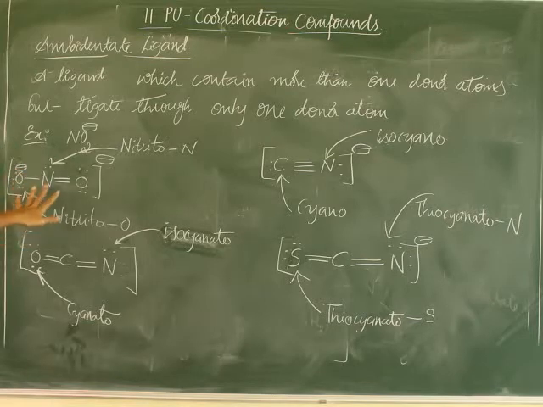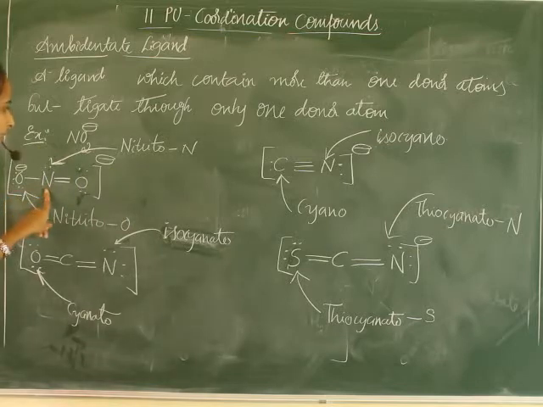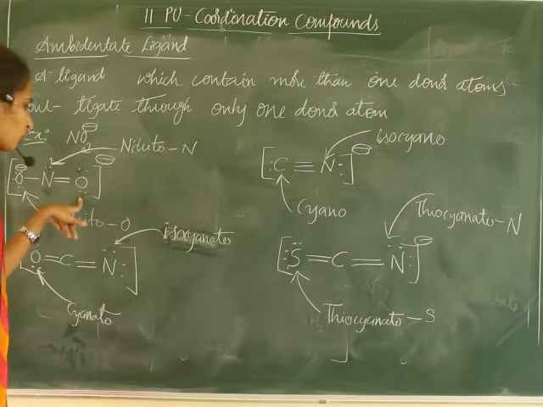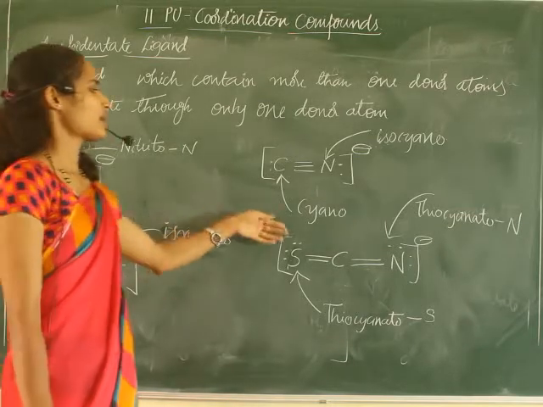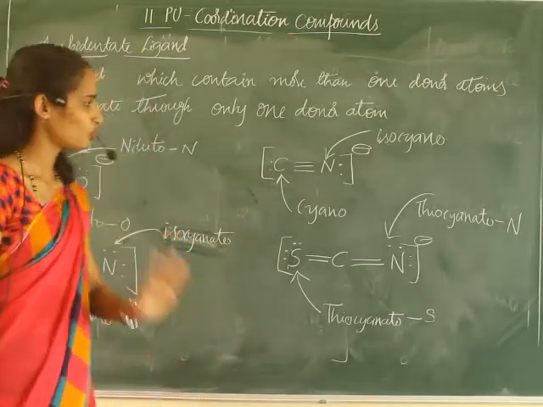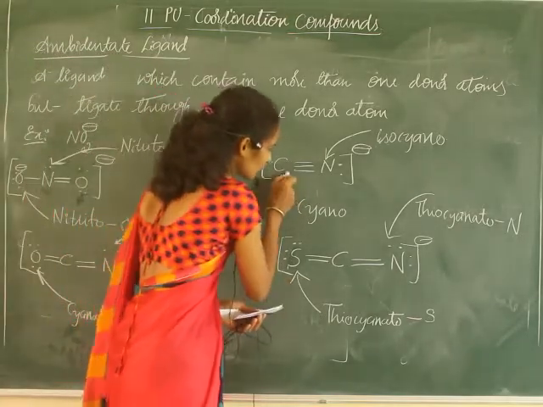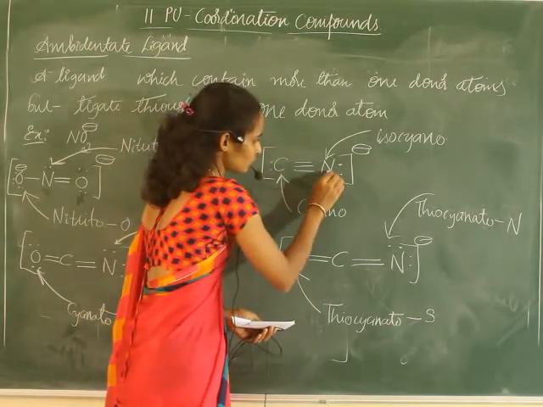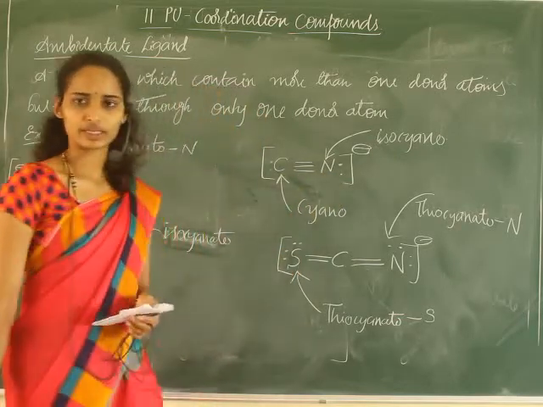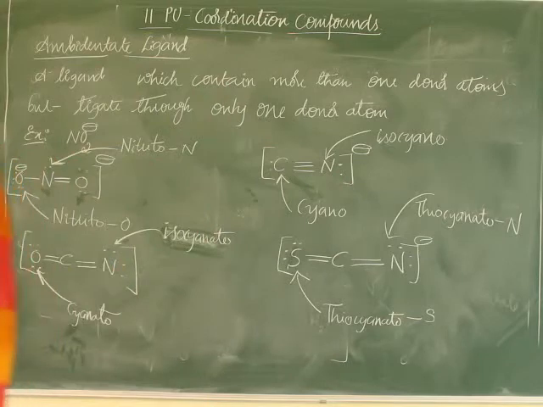That is, it contains nitrogen as a donor atom, and oxygen also a donor atom. Sometimes it will bond directly to the central atom through nitrogen or through oxygen. If it is bonded through nitrogen, then it is called nitro. If it is bonded through oxygen, then it is called nitrito O. Here also cyano or isocyano. Hope it is clear for you. If it bonds to the central metal atom through carbon, cyano; if through nitrogen, isocyano. This is about ambidentate ligands.